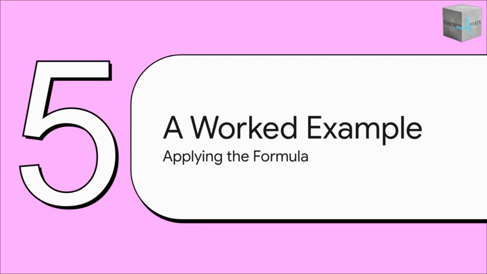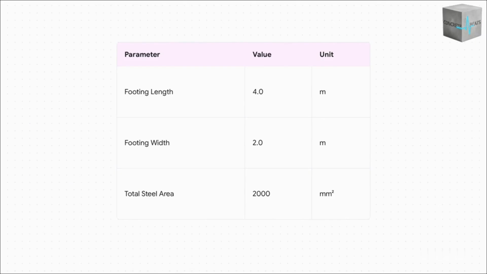Theory is one thing, but let's make this real. We're going to take that formula and apply it to a simple design problem so you can see exactly how it works in practice. Okay, so here's our setup. We've got a rectangular footing that's 4 meters long and 2 meters wide. And from our analysis, we know we need a total of 2,000 square millimeters of rebar running in that long direction. The question is, where do we put it all?